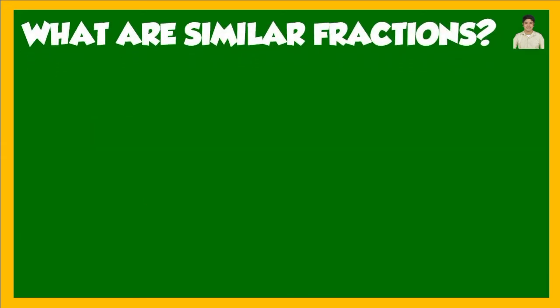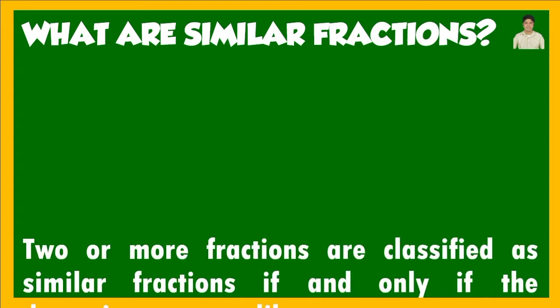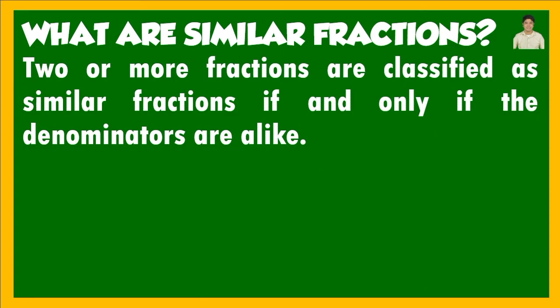So now, when can we consider that two or more fractions are similar fractions? Two or more fractions are classified as similar fractions if and only if the denominators are alike. Sa madaling salita, kapag yung mga denominators ng ating mga fractions ay magkakatulad, considered po sila as similar fractions. So tinitignan lang po natin yung mga numbers na nasa ibaba. Okay. Kapag pare-pareho po yung mga nasa ibaba, they're considered as similar fractions.